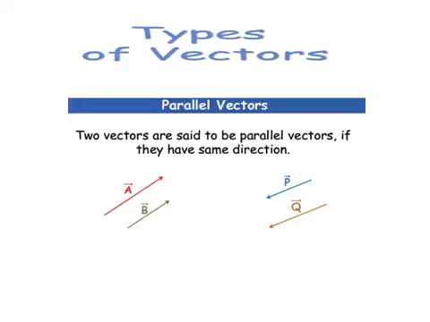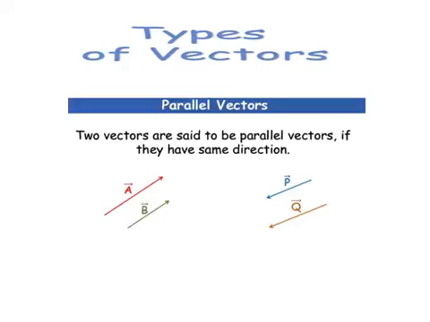Next topic is types of vectors, and the first and common type of vector is parallel vector. Two vectors are said to be parallel vectors if they have the same direction. As you can see in the figure, the vectors A and B are in the same direction. They are in the upward direction.